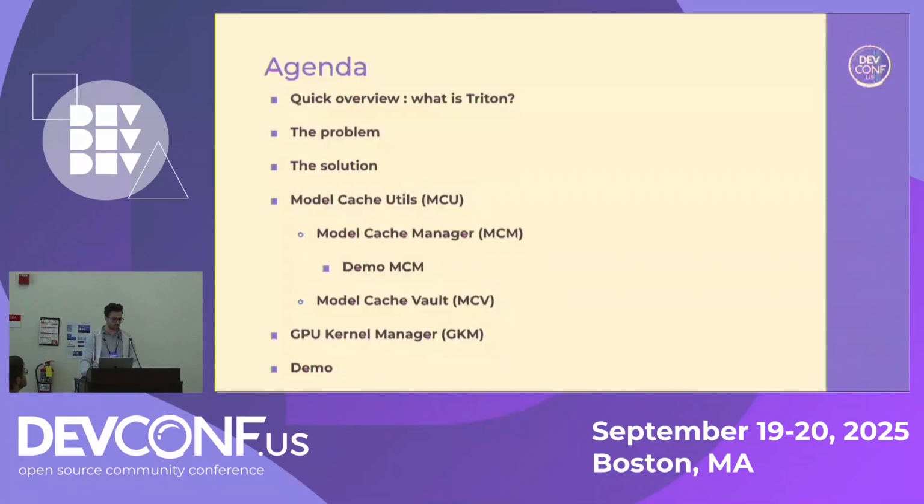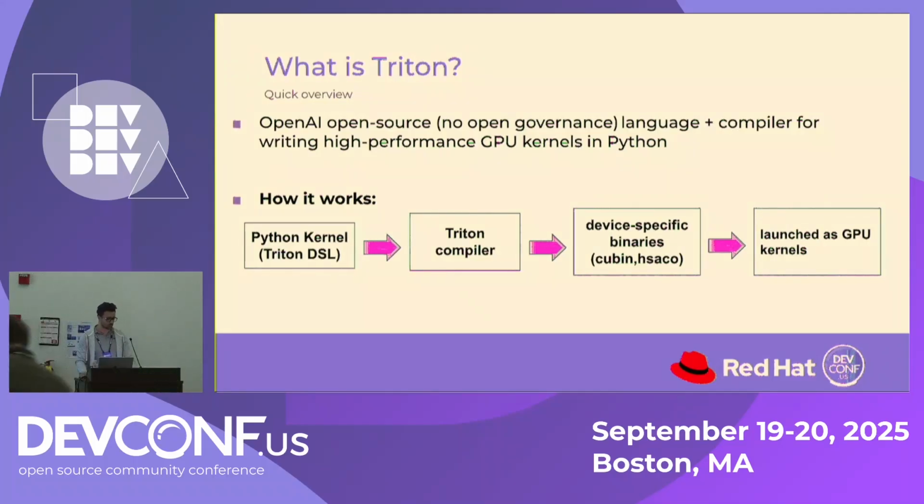This is just a quick agenda of what we will talk about today. I want to start with a definition. What is Triton? In this talk, we don't talk about Triton Inference Server, which is an NVIDIA product, but about the OpenAI open source, open governance language and compiler for writing high-performance GPU kernels in Python. Instead of writing our GPU kernels in, for example, CUDA, which is much harder than Python, we can write efficient GPU kernels using the Triton DSL.